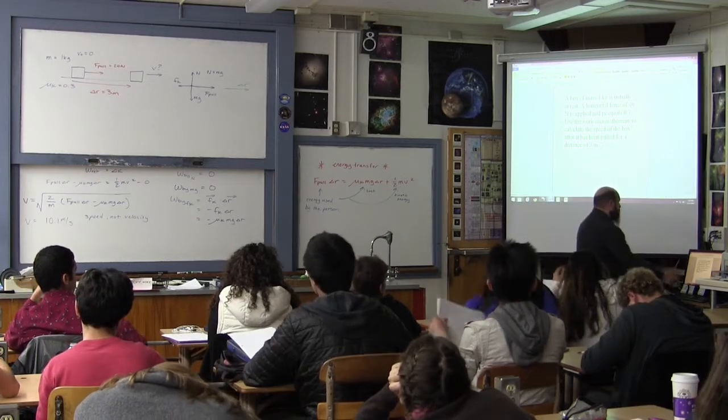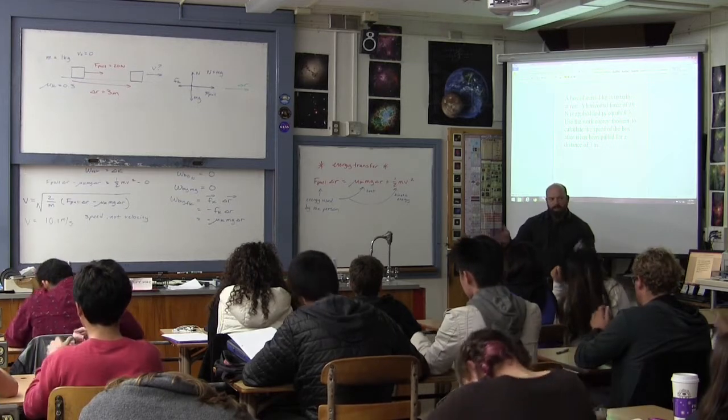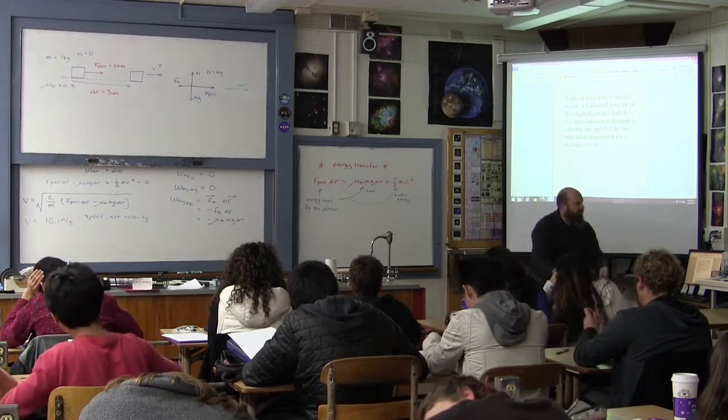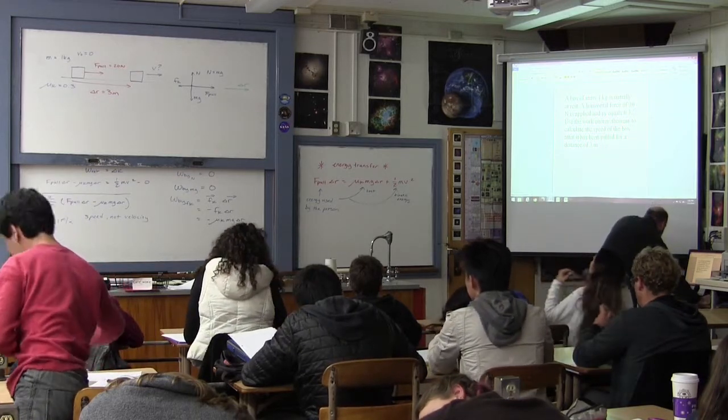Why is the speed not velocity? The reason why is because, remember, everything here mathematically came from dot products. Dot products always give you scalars, they don't give you other vectors. So everything here is a scalar. Oh, okay.